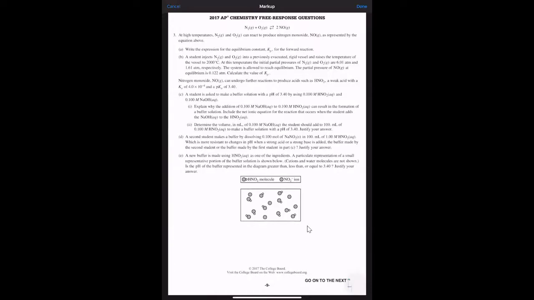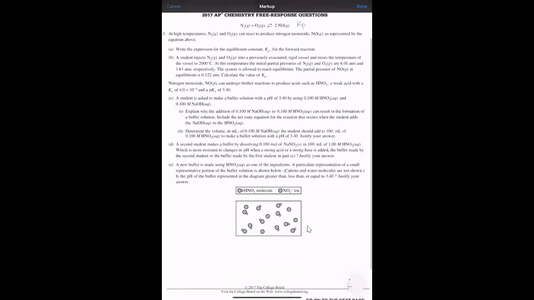This one is straightforward. The Kp equals, because these are gases, you use the partial pressures. That is the partial pressure of NO. However, because you have the coefficient 2, here you should have a square, and then divided by the partial pressure of nitrogen times the partial pressure of O2. So this is how to find the Kp of the reaction.